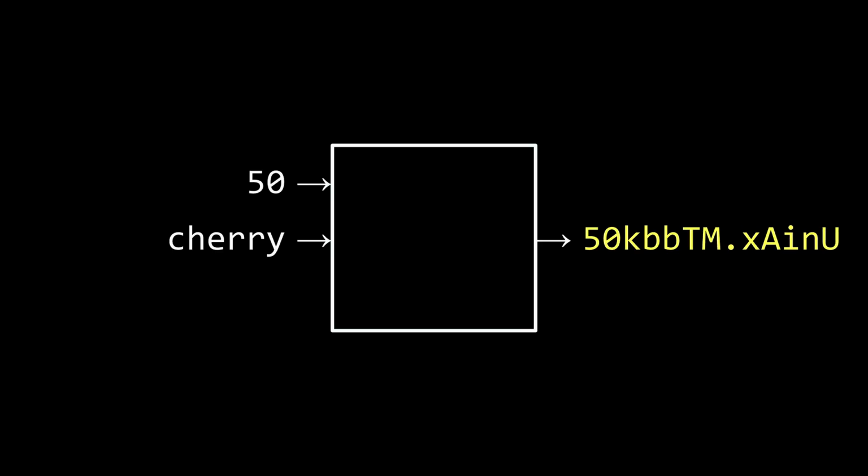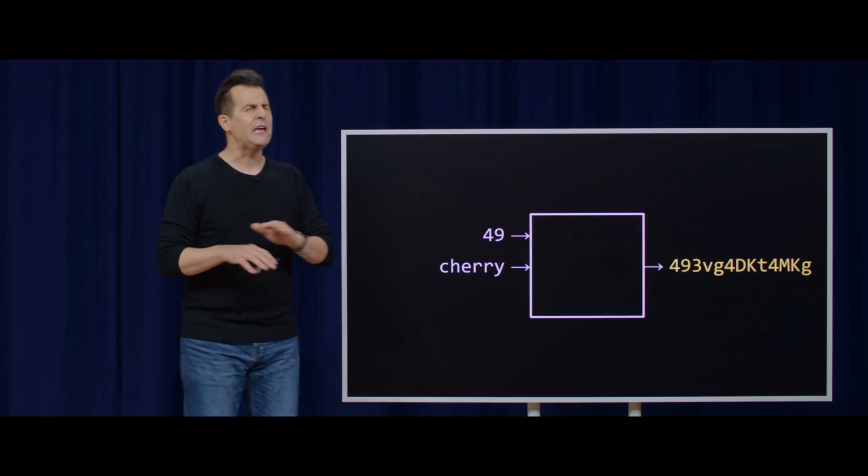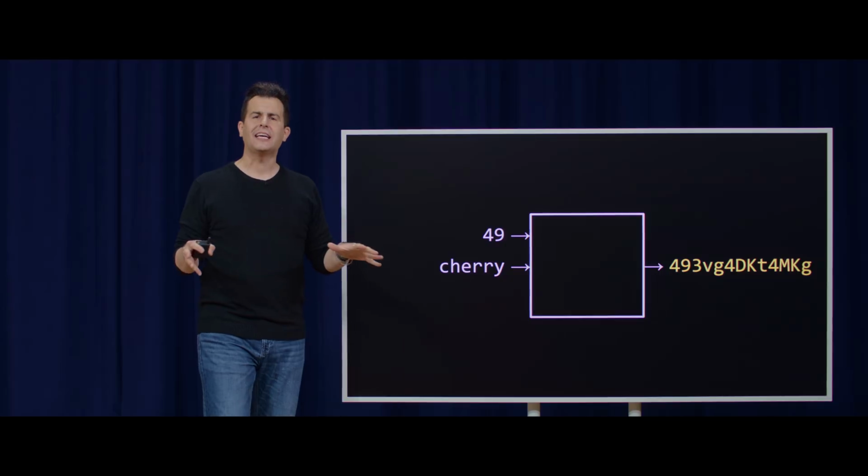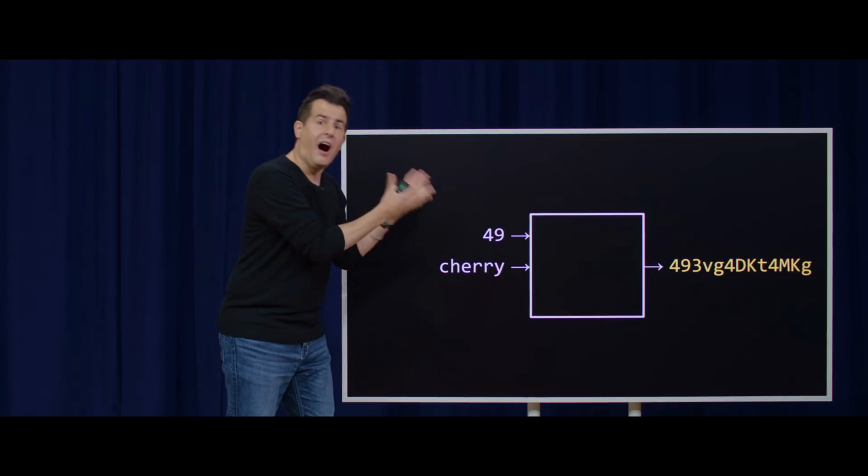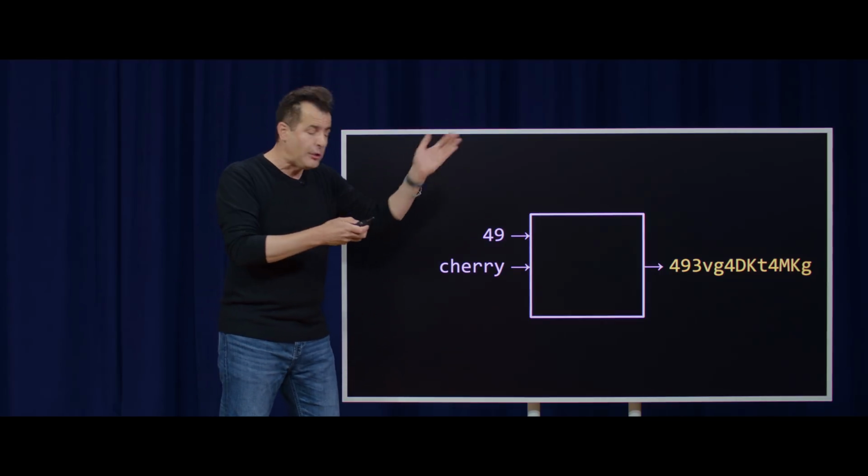If I rewind to cherry with a salt of 50, this was the hash value, the first two characters of which are the salt. If, though, I change the salt from 50 to 49, the hash changes completely. And it prefixes it with now 49 instead of 50. This ensures that even if Carol and Charlie have the exact same password, there's no way I, the adversary, am going to know by looking at it.